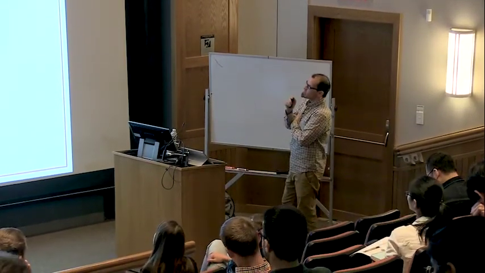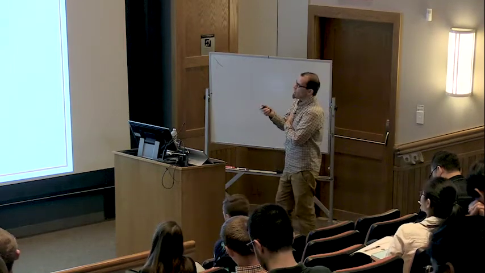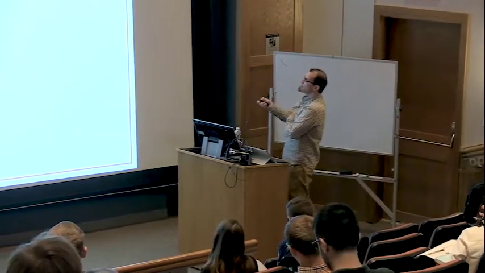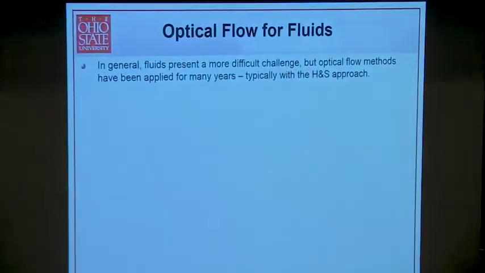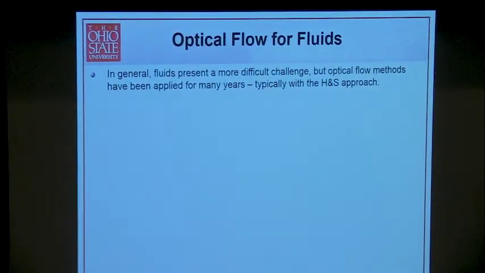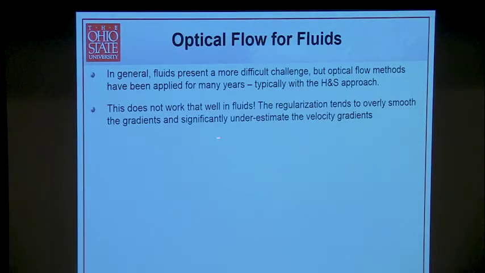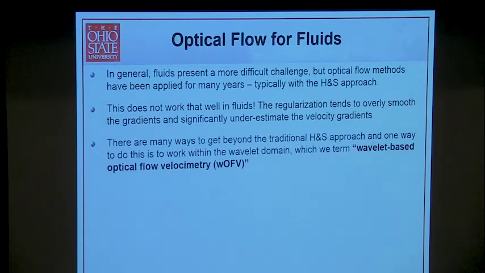So fluids create a much more difficult challenge, but optical flow has been applied to them for probably 20 years, until recently, many with the Horn and Schunck approach and modifications, and they've had varying levels of success. Most of the time, they're not very successful. Again, if we're penalizing the gradients, this regularization tends to overly smooth them, which is not necessarily good in fluid mechanics where we do have actual flow field gradients. And so the gradients that we want, we underestimate them.